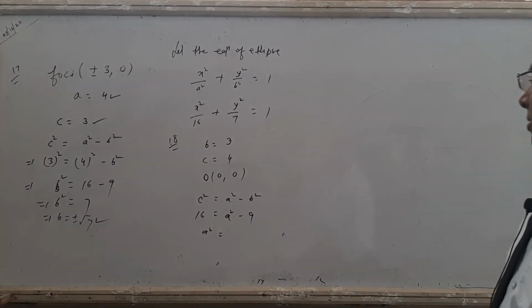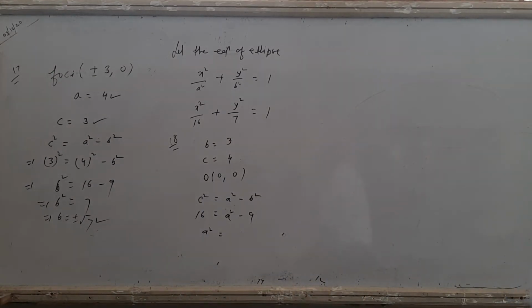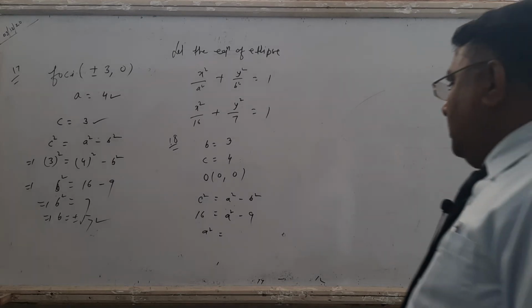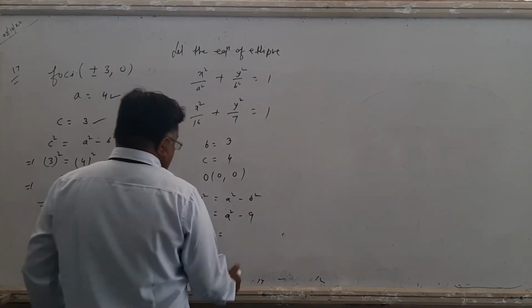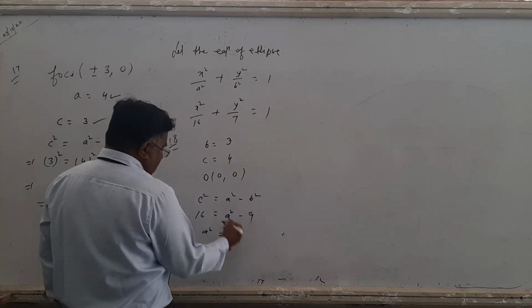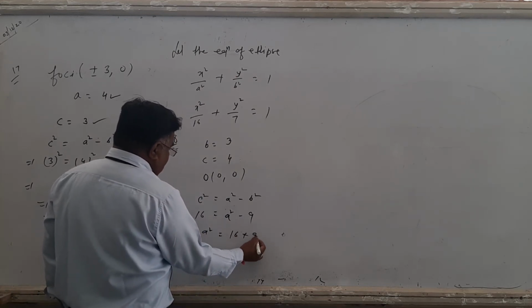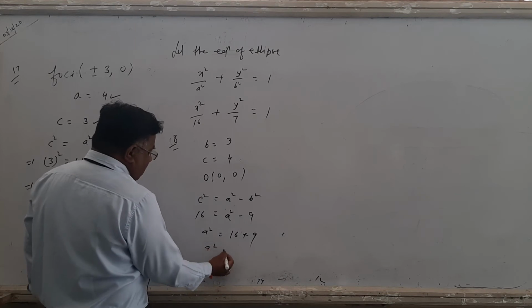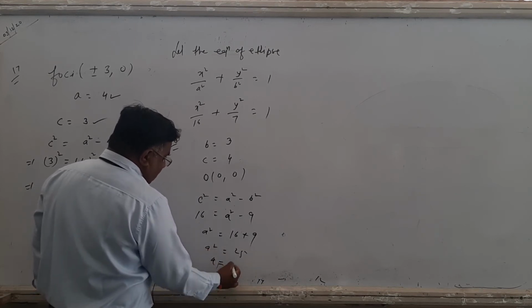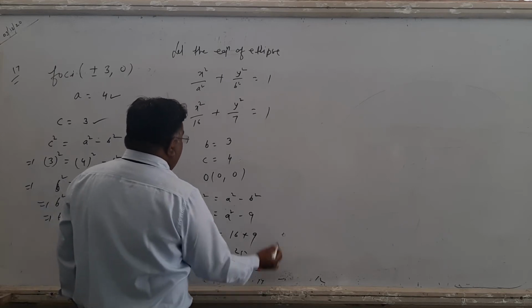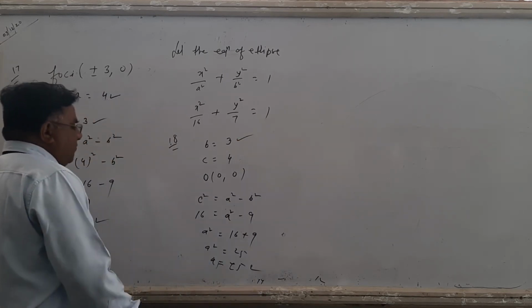b is 3 and c is 4, square of 4 is 16, right. Now find a. So a square is 16 plus 9, so a square is 25, then a equals plus minus 5. Then a is 5 and b is 3, and this is again the first ellipse.